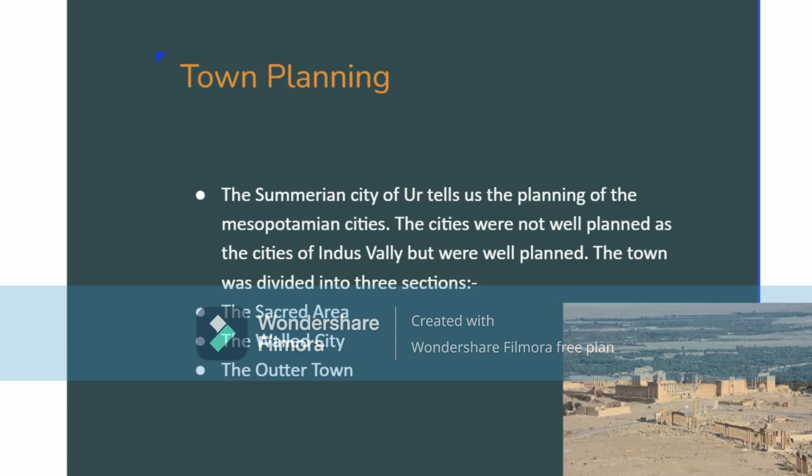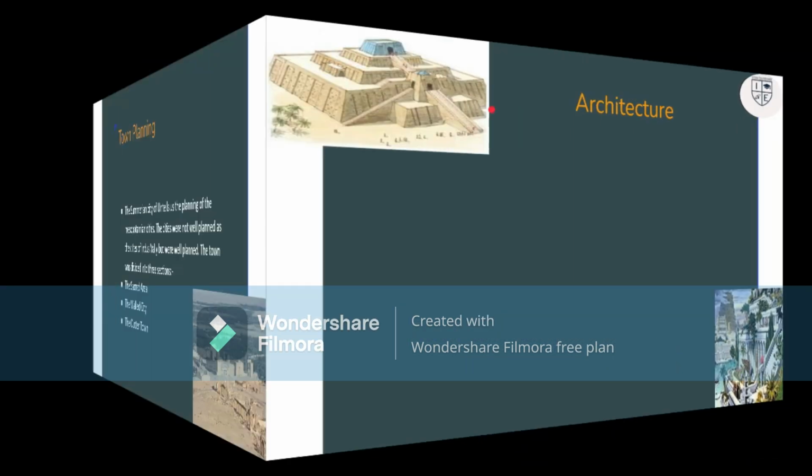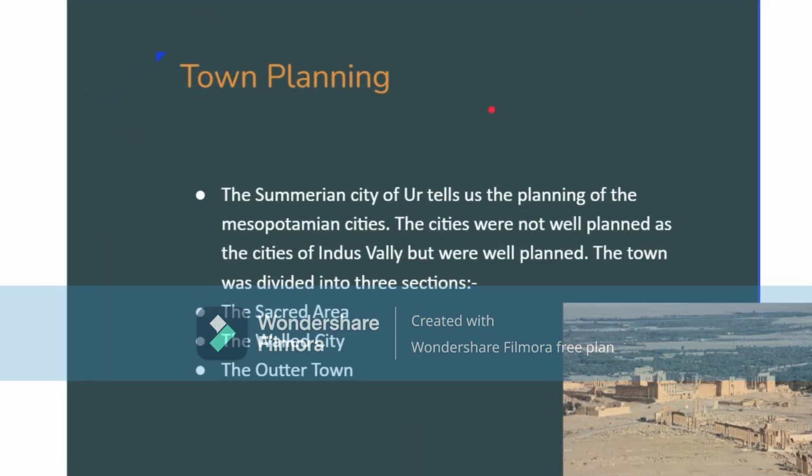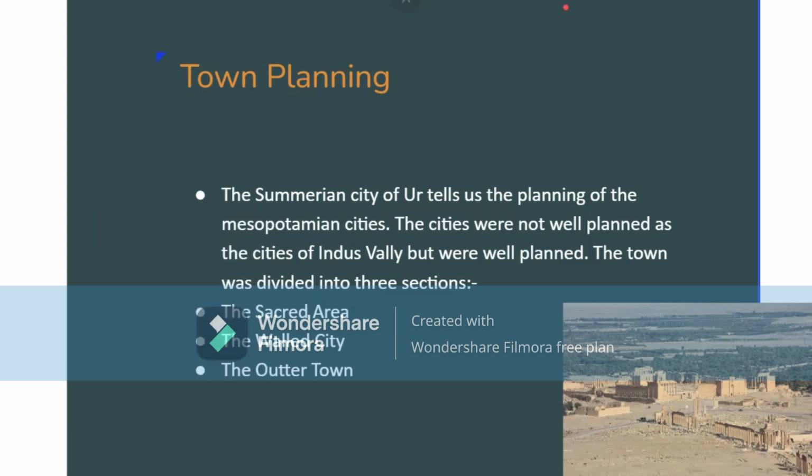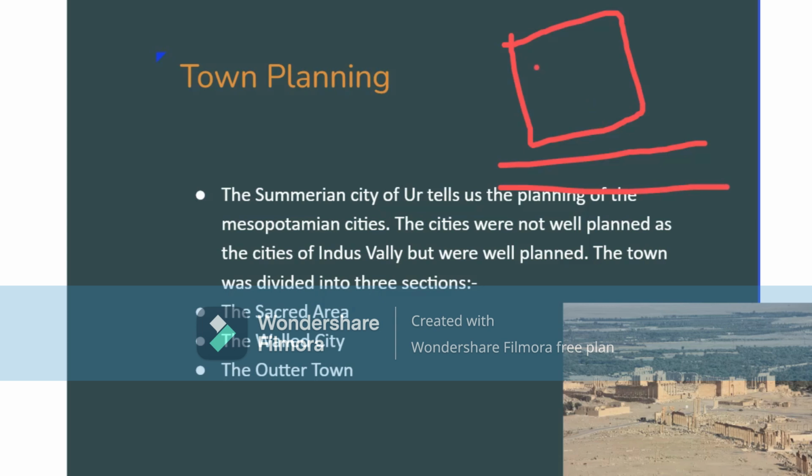In the walled city and in the outer town, houses were built along the street. And these houses were like this. This was the street. They were made along the street. There was a central courtyard, and along the central courtyard there were rooms.